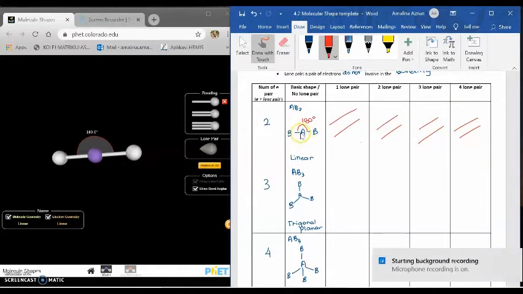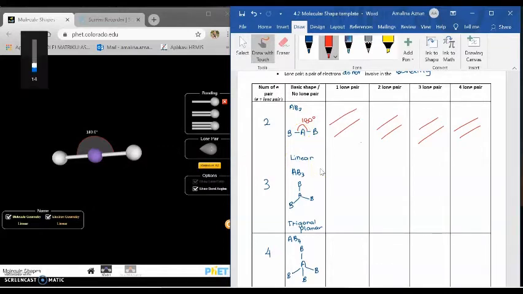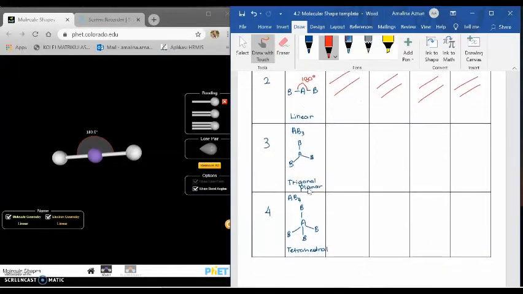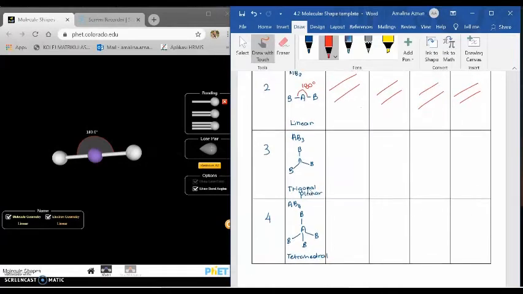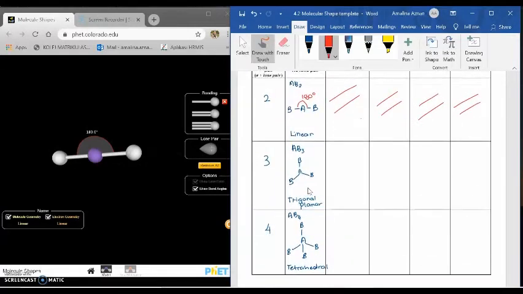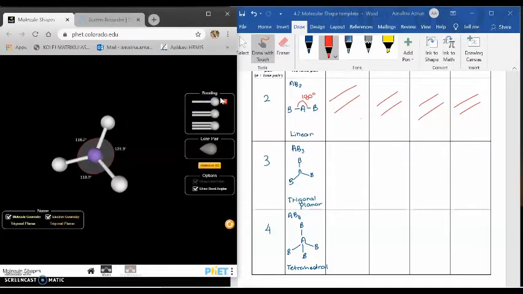Alright, so next we will look at the next case, which has three electron pairs. So the molecular formula will be AB3, A as your central atom, B as your terminal atom. So there are three bonding pairs, 1, 2 and 3. So the geometry here will be trigonal planar, and let's just check. So just add one more bonding pair here.